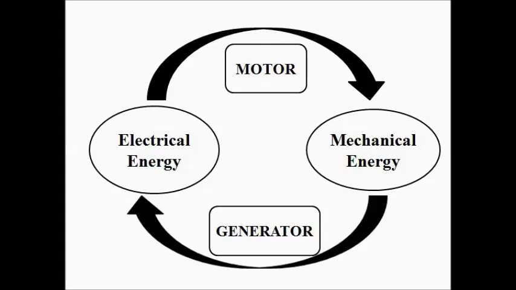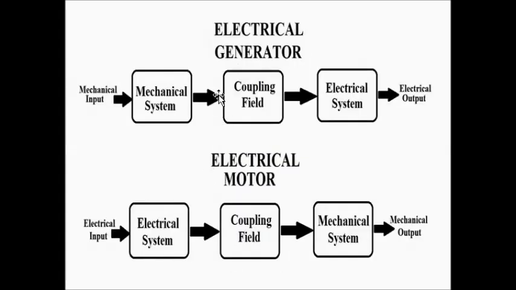So the electrical generator, as I said, converts mechanical energy into electrical energy. Mechanical energy means some movement, some rotation, there will be some rotating components which will be converted into electrical form, that is voltage or current. In that case, the mechanical system lies on the left at the input side, and the electrical system lies at the right, the output side, and the coupling field is in between.